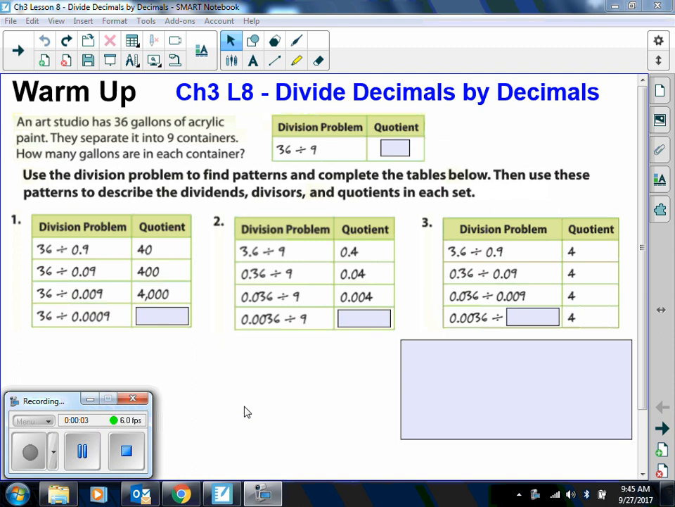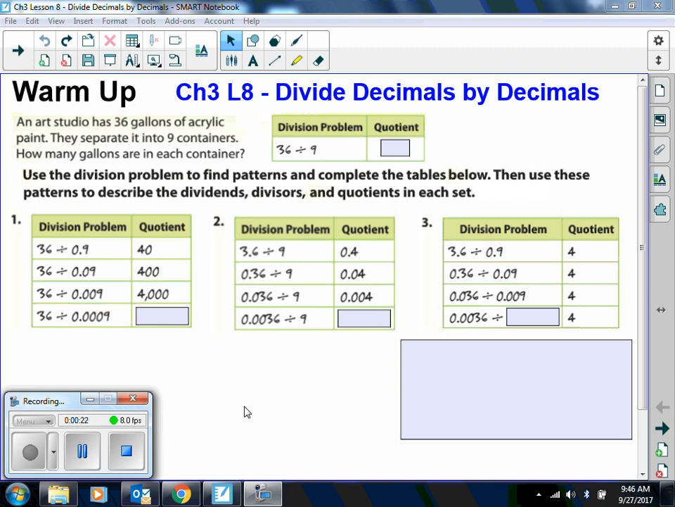All right, so Chapter 3, Lesson 8 is divide decimals by decimals. The steps for today are almost exactly the same as what we did yesterday in the previous lesson, where we were just dividing multi-digit numbers. But this time we're just going to throw some decimals in, okay?